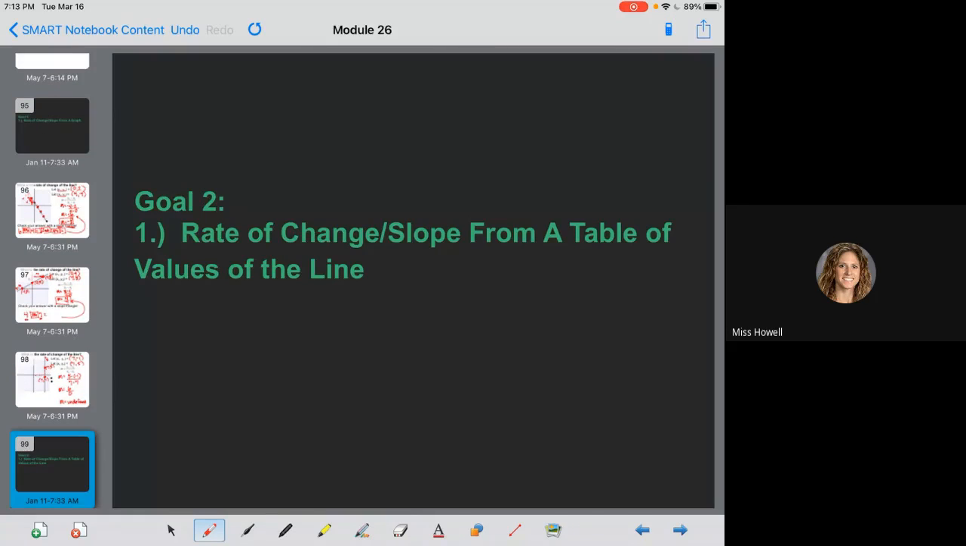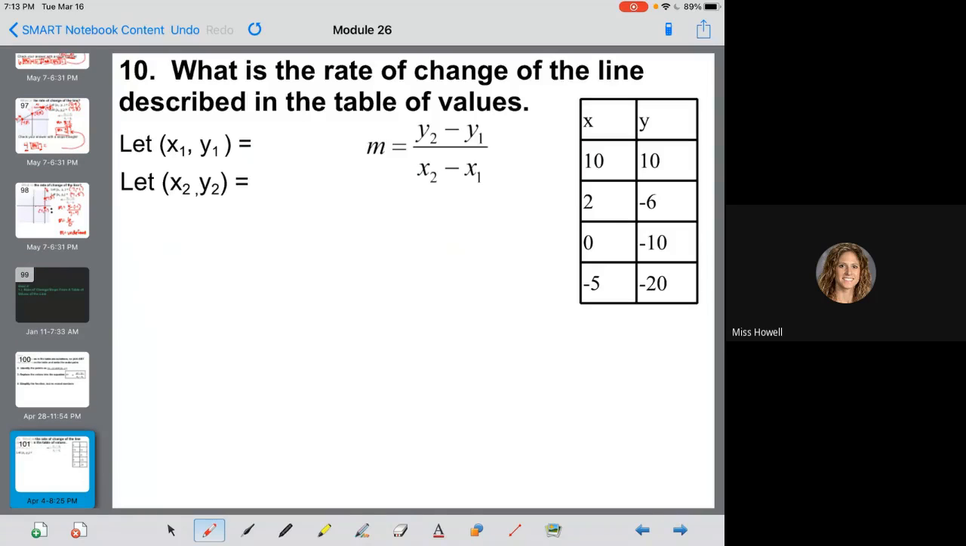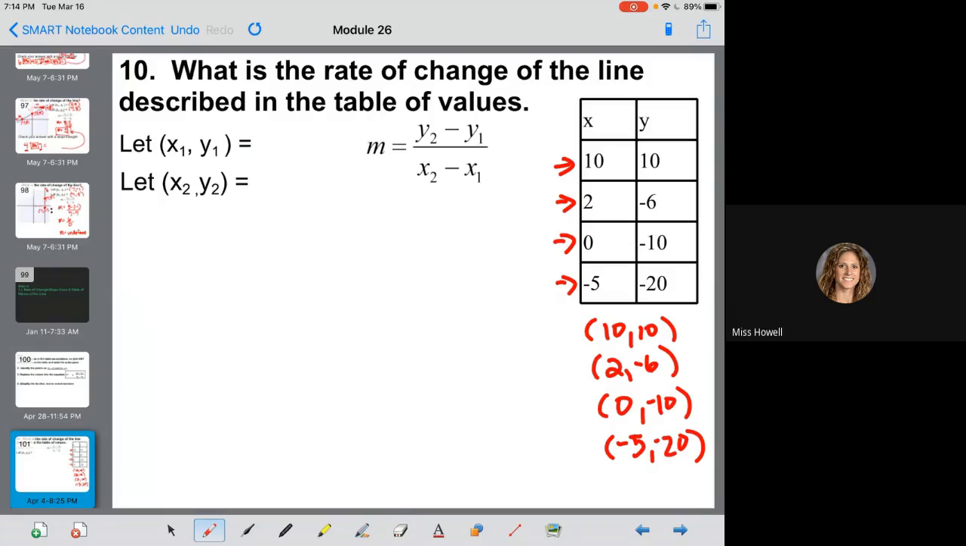All right, last type is what if we're given a description of points on a line but in a table format? Now, the only thing that's a little bit different here is, again, I have extra points. We have 1, 2, 3, 4 points here, where we're told each of these creates an ordered pair of a location on a line. So we have 10 comma 10 we could use. We have 2 comma -6. 0 comma -10 is an option, and -5 comma -20. Those are all points. If we were to plot those four and take a ruler and connect, it would form a line. And we're being told that by being told it's a line up here.